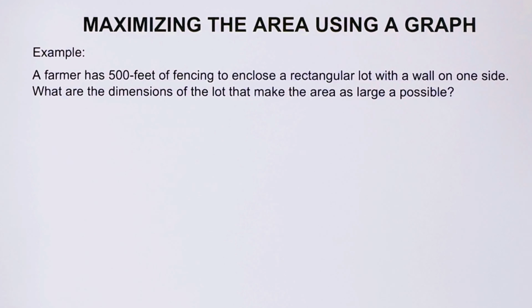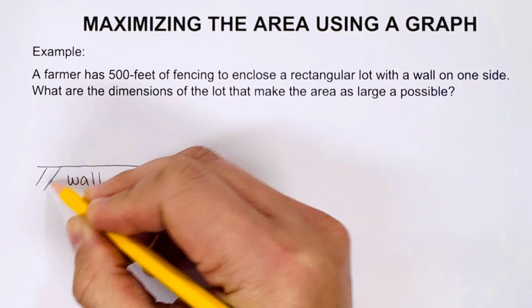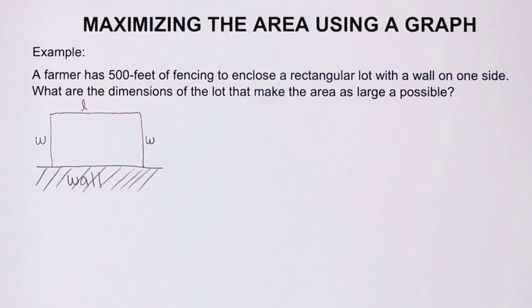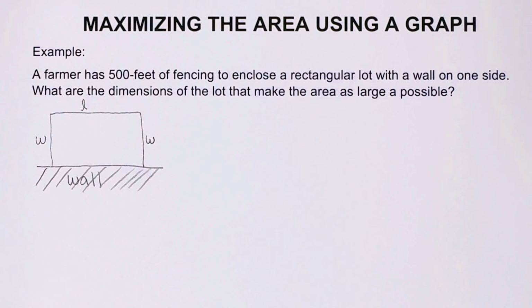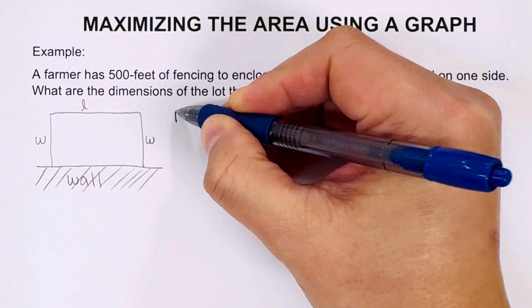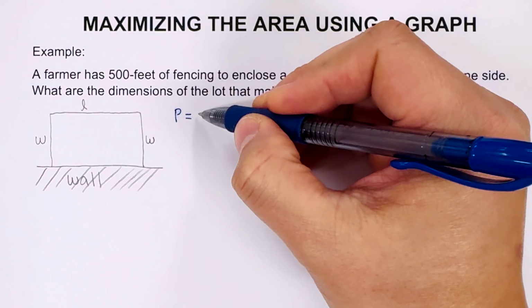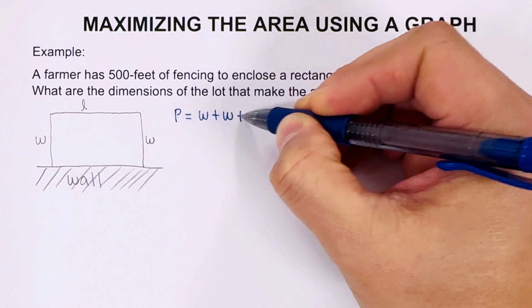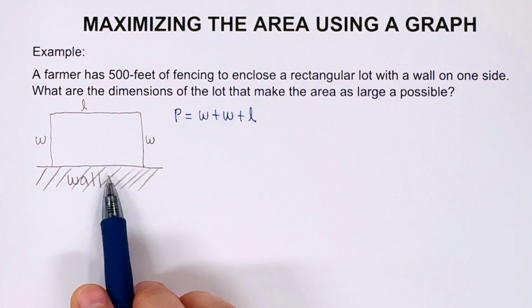So the first step that we need to do is to sketch and label the given problem. So I'm just going to go ahead and sketch that up here. In this problem, we are given that the farmer has 500 feet of fencing materials. So this 500 feet would cover the perimeter of this rectangular lot. The perimeter would be the sum of the measures on the sides, so that would be 2W plus L, because he doesn't need fencing material where we already have a wall here.